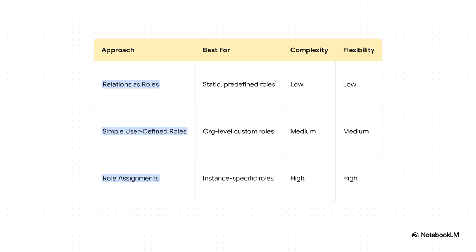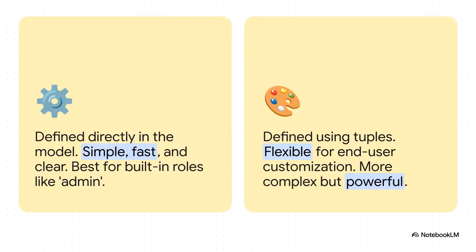If you need your users to create their own custom roles at, say, an organization level, you might go for the middle approach. And for the most flexibility, like making someone an admin of just one specific project, you'd use role assignments. You just pick the approach that makes the most sense for what your app needs to do. So the key takeaway here is really this trade-off between simplicity and power.